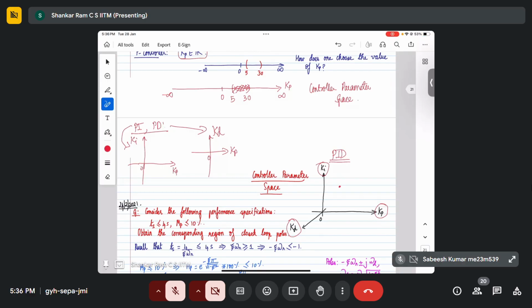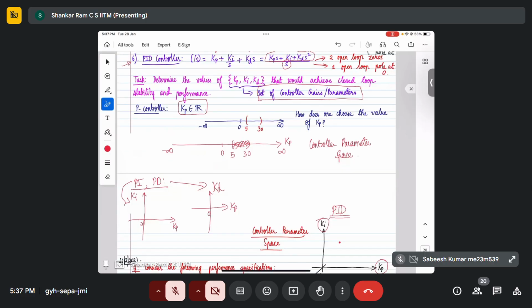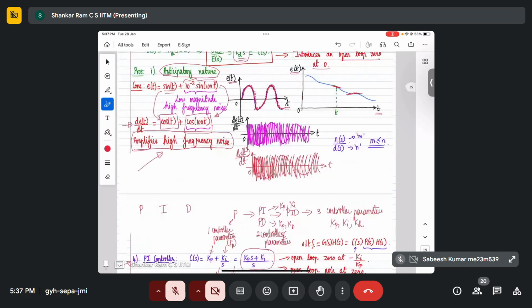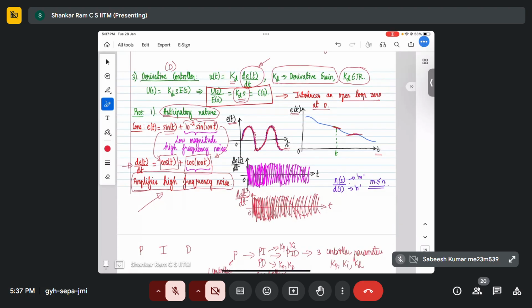Sir, am I audible? Yes, please. Sir, a couple of questions. Maybe I'll go one by one. Can you go to the point where you had written that derivative control is actually anticipatory in nature? Yes.